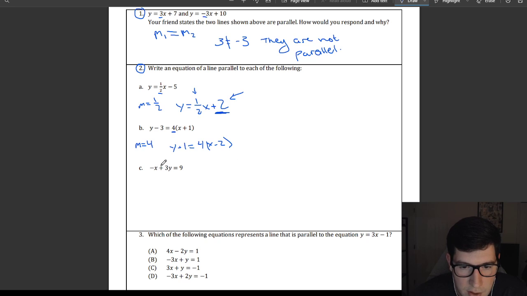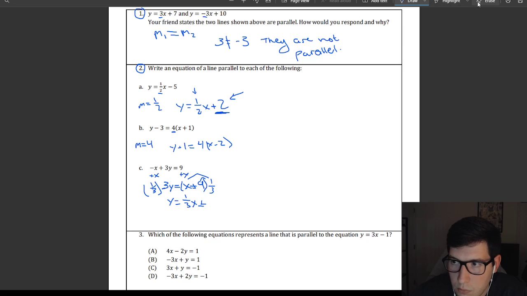Moving down here to C, we do have to do a little bit of work down here. And so I'm going to quickly add x to both sides of this equation and have that 3y is equal to x plus 9. I'm going to multiply both sides by 1/3. This is going to give me that y is equal to 1/3 x, because remember, we're distributing this to everything inside those parentheses, plus 1/3 of 9, which is going to give me a 3. So I'm going to have that y is equal to 1/3 x plus 3.